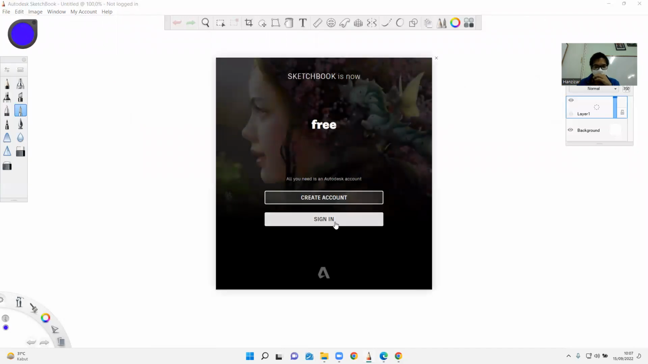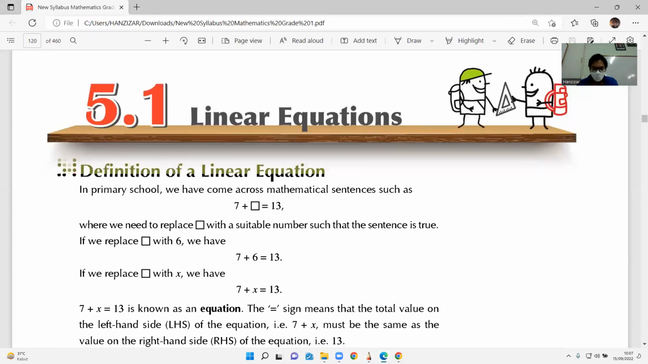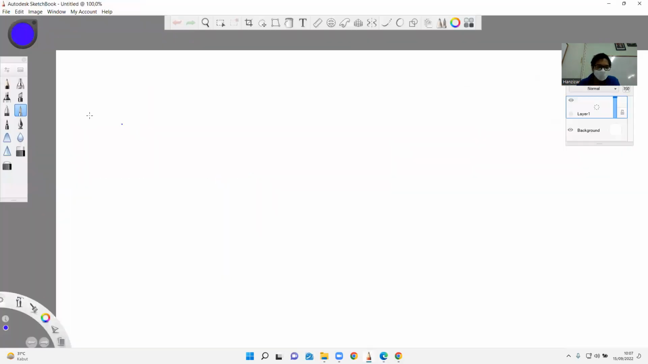For example here. Whenever we are talking about the linear equation, we are talking about something that has to deal with the equal sign. Okay? So for example, I have this.